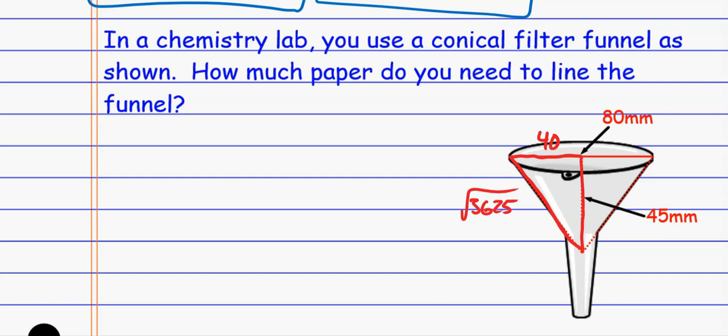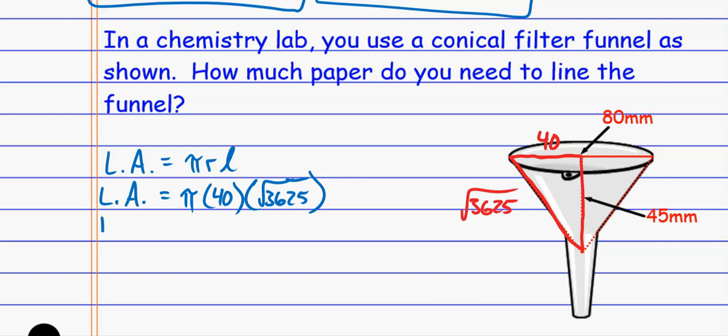And so something like this guy, if I want the lateral area of this thing, which is really what the question is asking me for, okay? So the question's asking me really for the lateral area. It's pi r l. Well, we know that pi times r, the radius is 40. I actually found that in the process of drawing that triangle, times the slant height, which is the square root of 3625. And I'm ready to plug this into the calculator already. And the reason for that is because I don't actually need the surface area this time, okay?